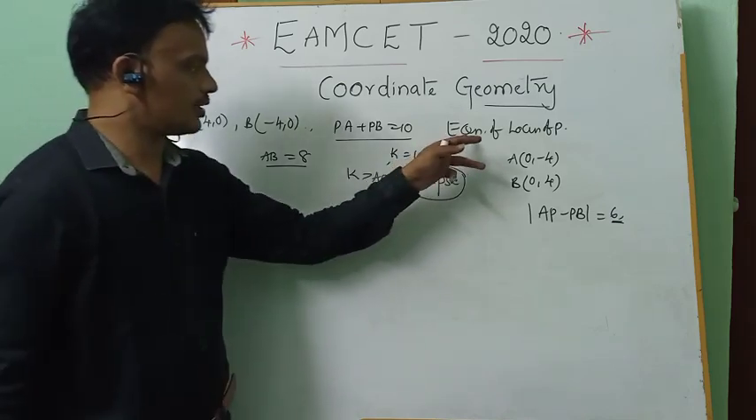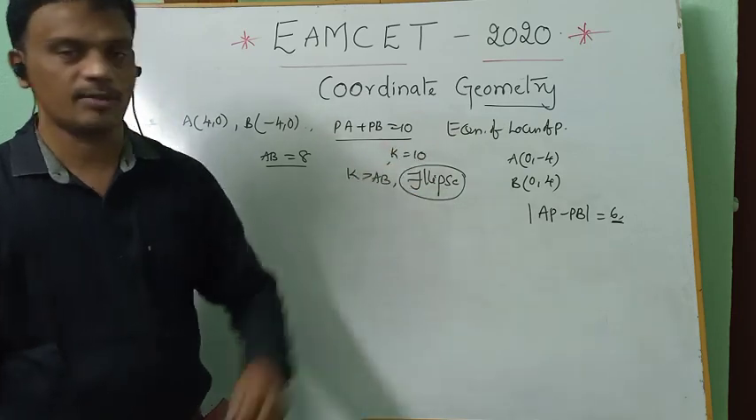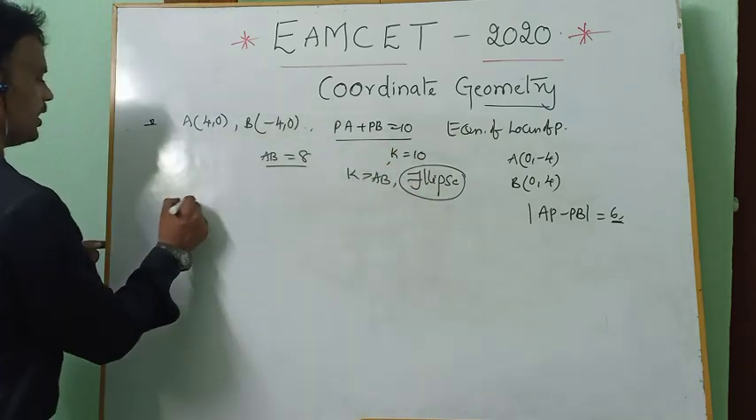But they are asking about the equation of the locus. If they ask about the locus, we can say ellipse, but they are asking about the equation. Okay. Yes, coming to the ellipse.